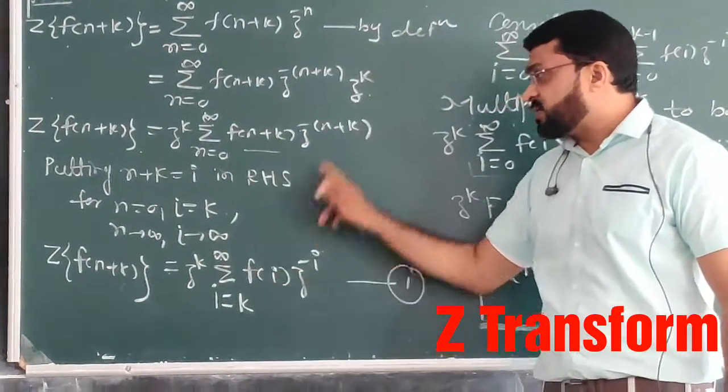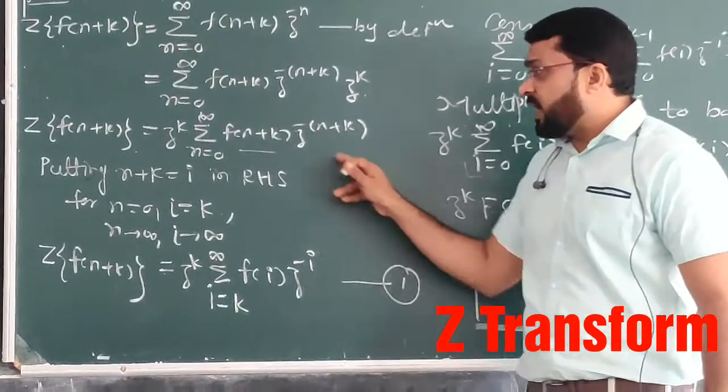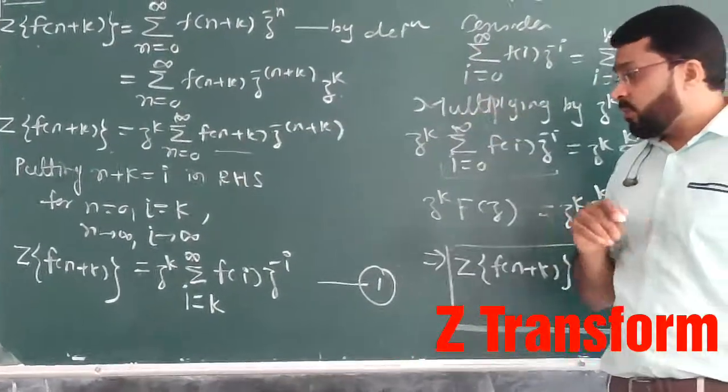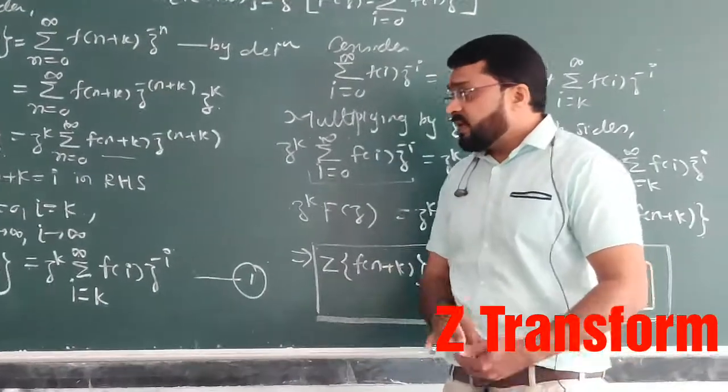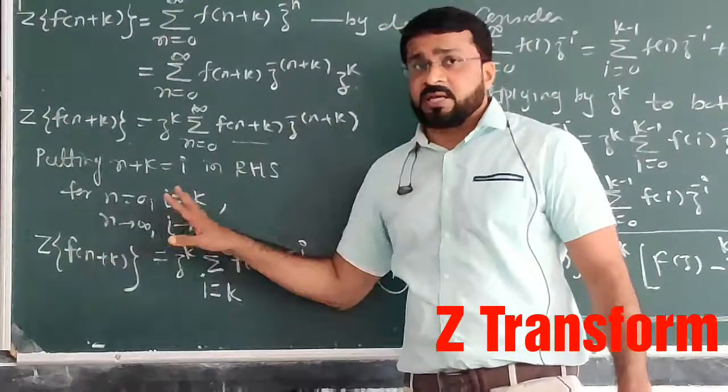यहाँ पे लिखा हमने f of i z to the power minus i. हमने RHS में बस चेंज किया हुआ है. That you have to remember. Equation number 1 दे दिया इसको हमने. This is the Z transformation of f of n plus k we are having.